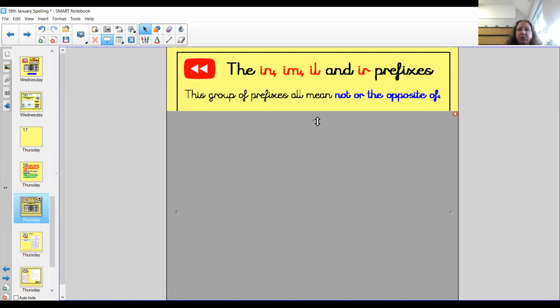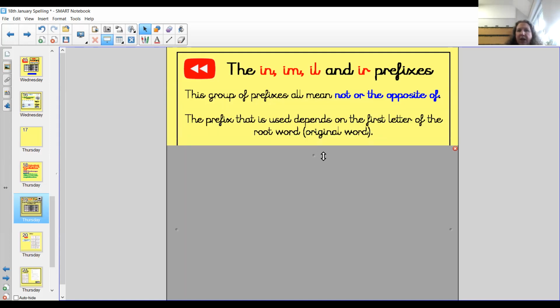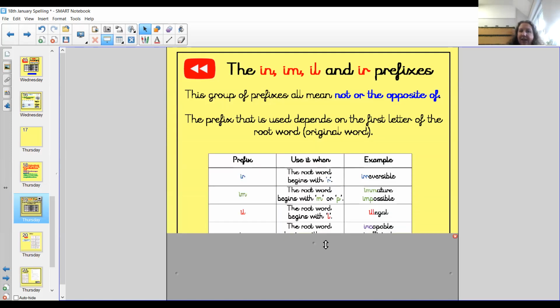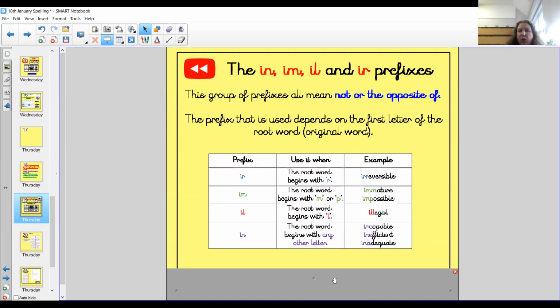Okay, so hopefully you'll remember that this group of prefixes all mean not or the opposite of, that it depends upon the first letter of the root word. So the prefix that you use depends upon the first letter of the root word. And here is our table with all that information on there.